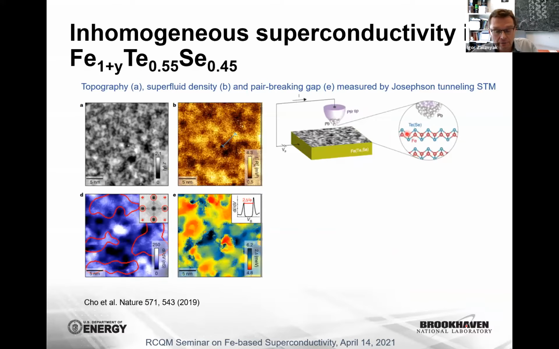Now, approximately at the same time, a report appeared, again by Josephson STM measurement of this iron tellurium selenide material with tellurium selenium composition of 0.55, 0.45, showing that the superconductivity itself is strongly inhomogeneous in this material. So panel B here shows the distribution of the superfluid density, while below, panel E is the inhomogeneous distribution of the superconducting gap measured by Josephson STM on the surface of this material.